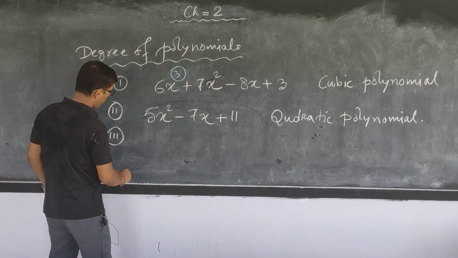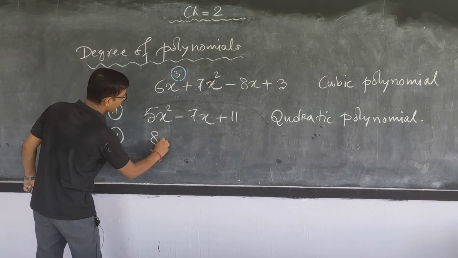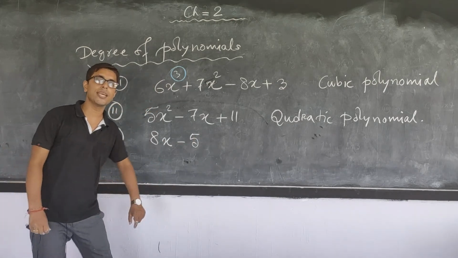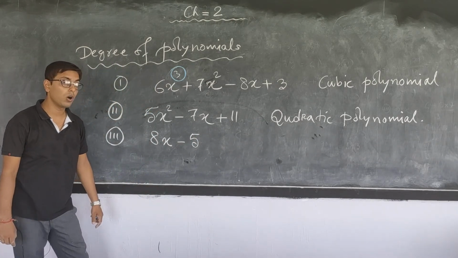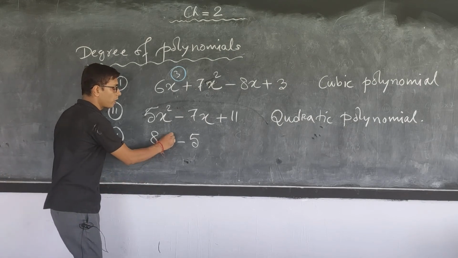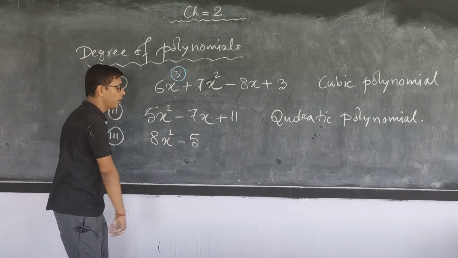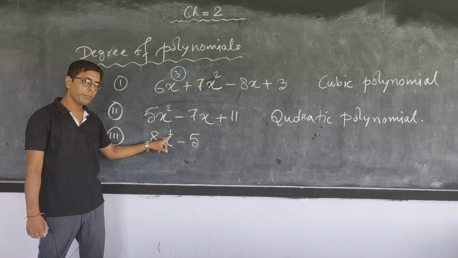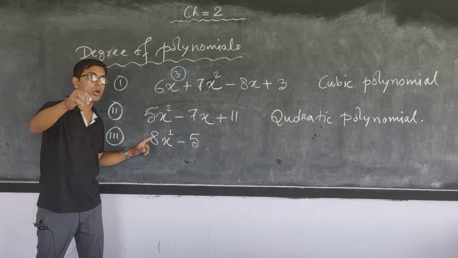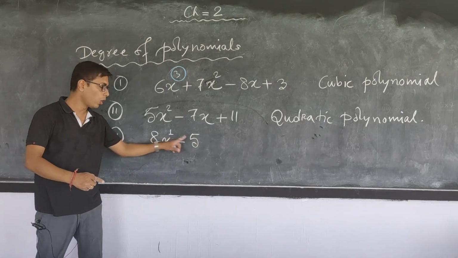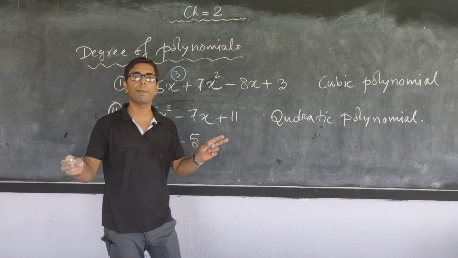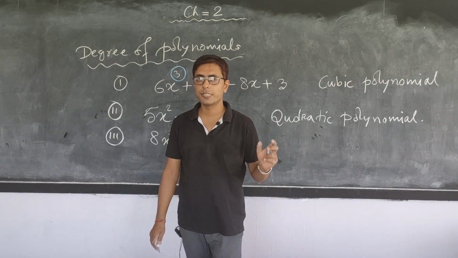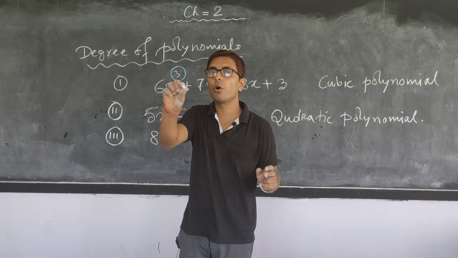Now any one example I am considering here, 8x minus 5. What type of polynomial is this? What is the power on the variable? Look at the degree of this polynomial. What is the degree? Highest power on the variable. Remember, power on the variable, not the constant part, not the coefficient part. You need not check the power on the constant or the coefficient. You will check only the power on the variable.